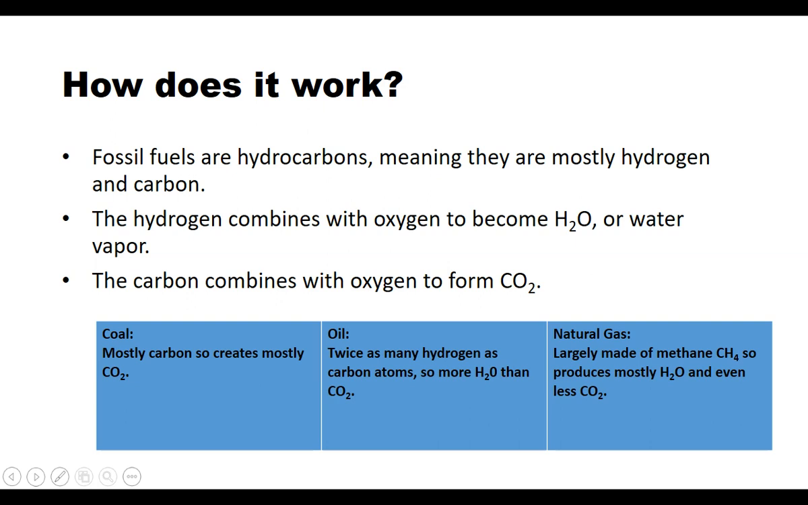We have CO2, carbon, right? So you have carbon molecules or carbon atoms in your fossil fuels. When you burn them, they are combined with oxygen to form CO2, carbon dioxide. So if we look at the basic three fossil fuels, right? Coal is mostly carbon. So when you burn that, it creates mostly CO2. That's one of the reasons that coal has gotten such a bad rap. It is really terrible for the environment because it emits so much CO2.